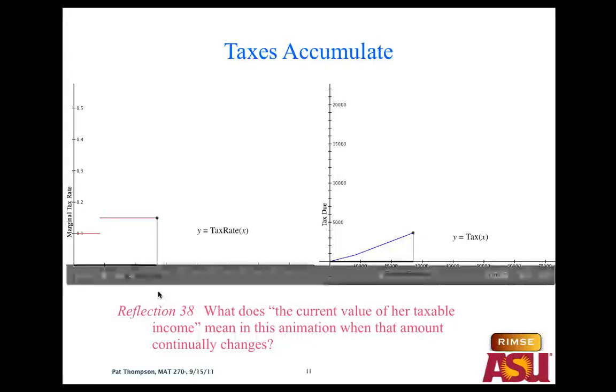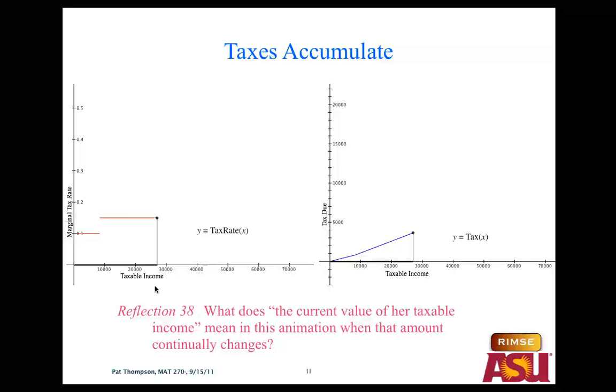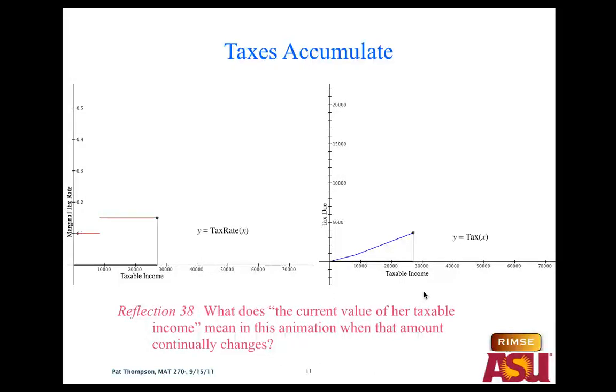It's something like 28,000, right around here. Right around here is the current value of our taxable income. So we've got to pause time and say, okay, this is how much money she's made up to this point in the year.